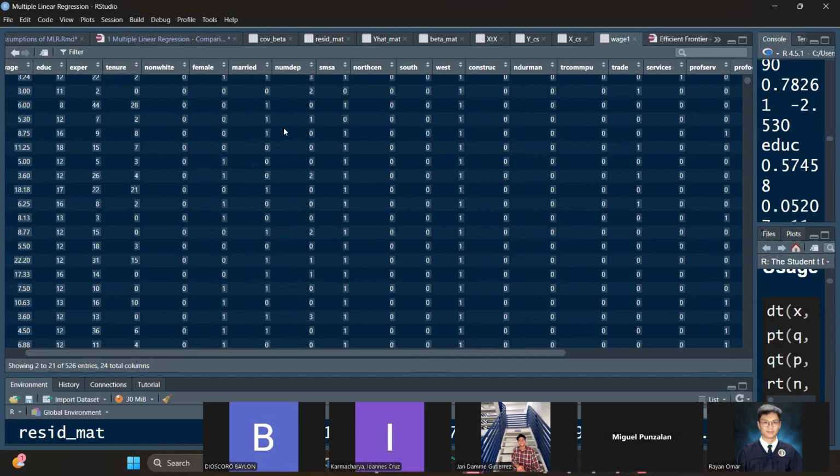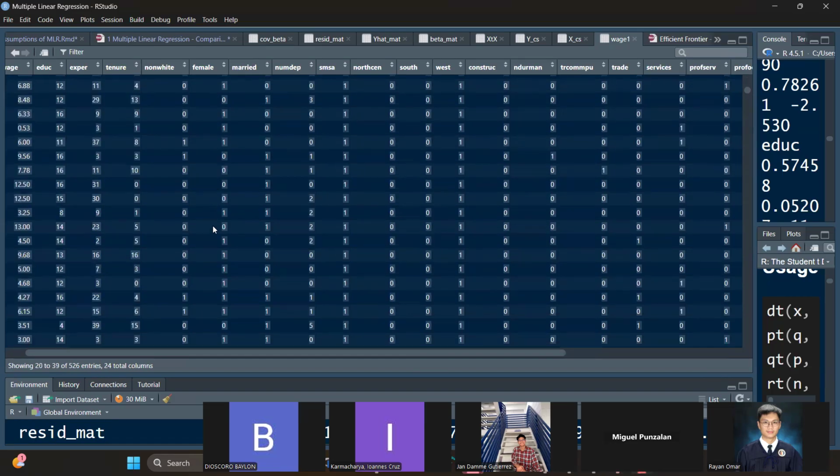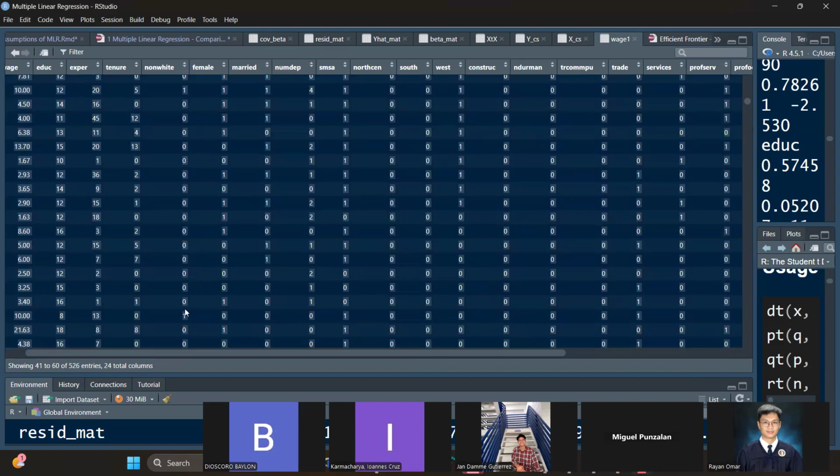Here, this data was arranged in such a way that 0 will be your white class. That will be your benchmark or your reference. The non-whites here will be your 1. So anyone here is non-white. I think that's the best way to convert your categorical variable into a factor.